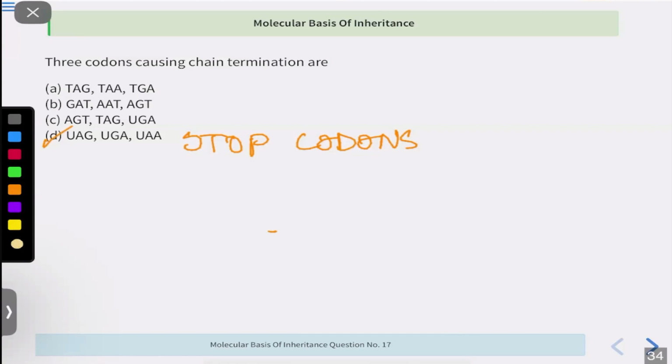So basically what it tells you is that whenever this stop codon is encountered, you need to remember that there is going to be termination of the formation of the polypeptide, and you should not expect that it is going to be formed any further. Okay. Moving to the next question.